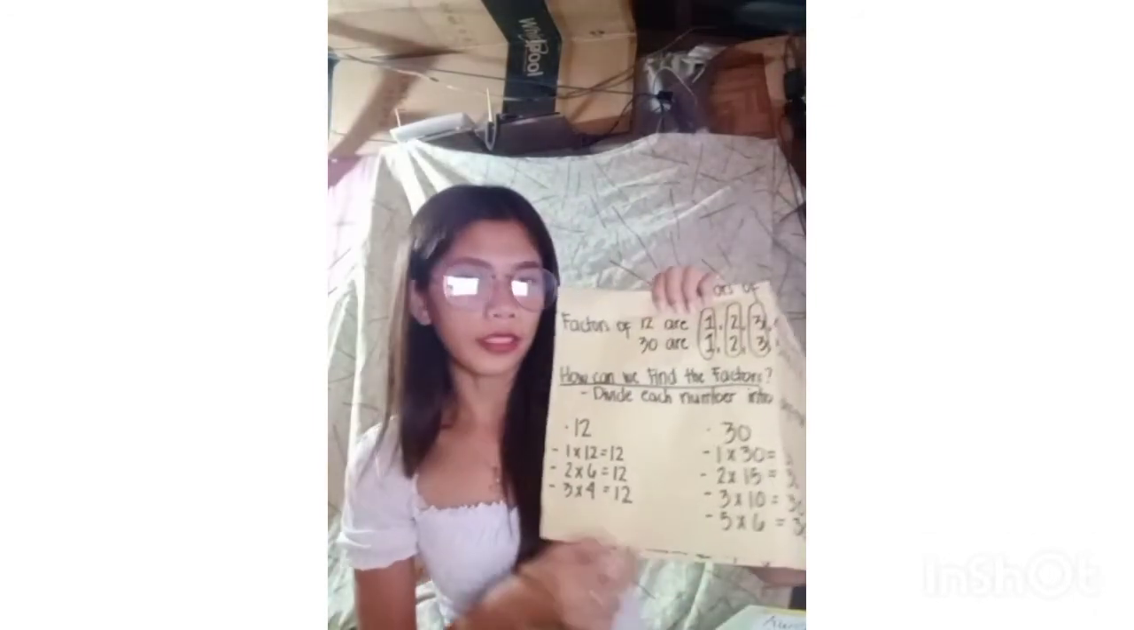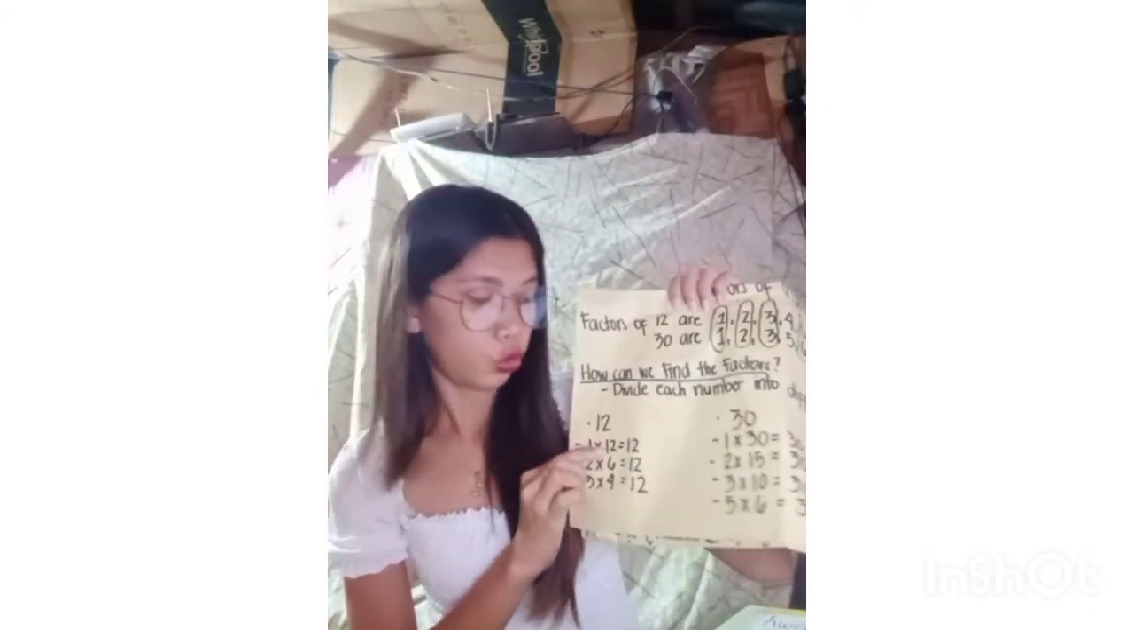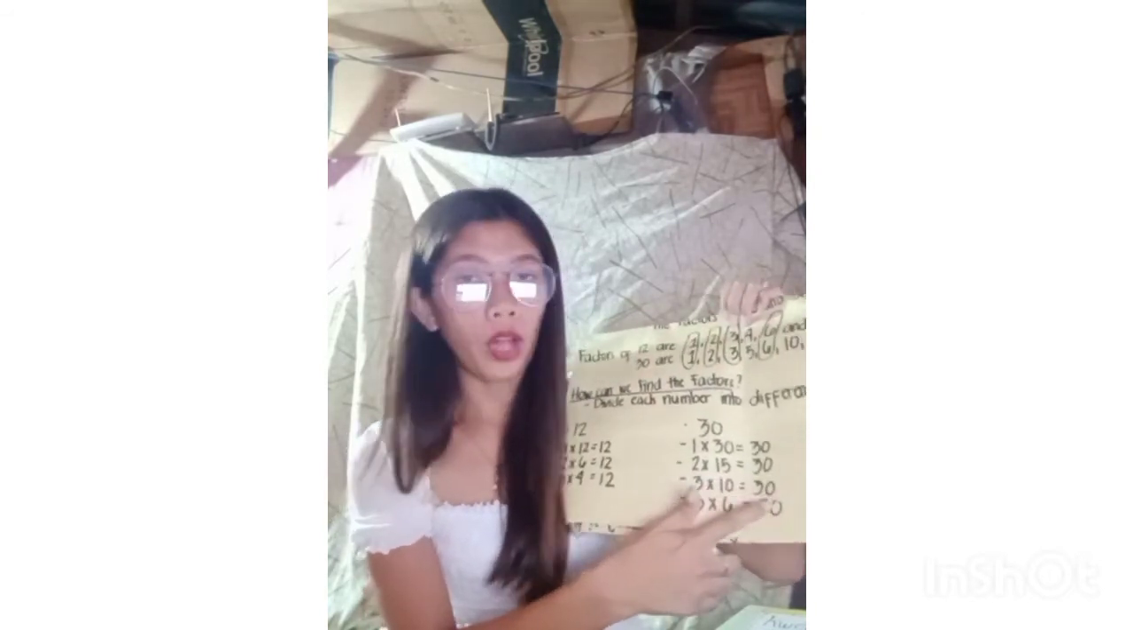Like this, class. 1 times 12 equals 12. And 2 times 6 equals 12. 3 times 4 equals 12. And for 30, 1 times 30 is 30. 2 times 15 equals 30. 3 times 10 equals 30. 5 times 6 equals 30.